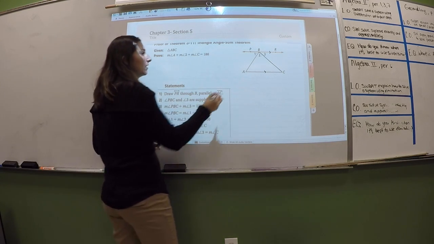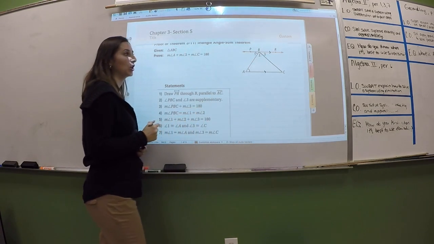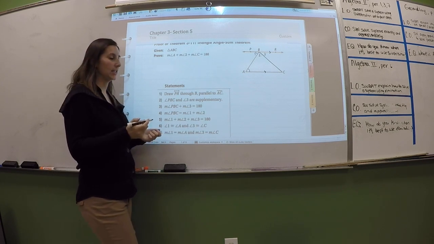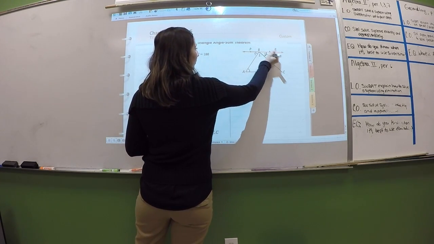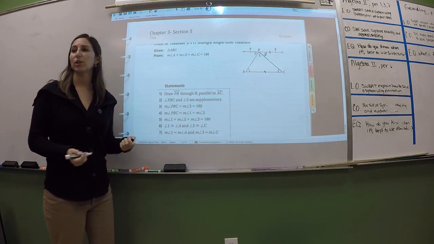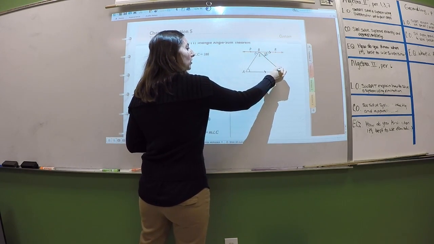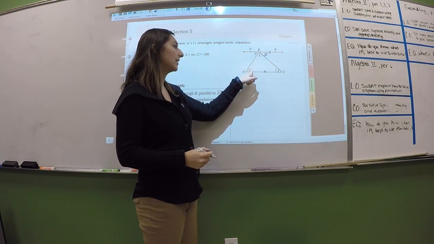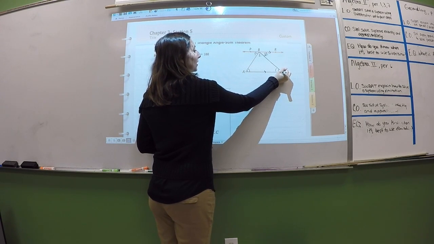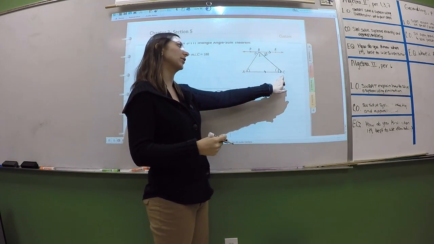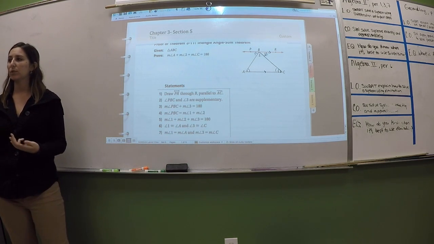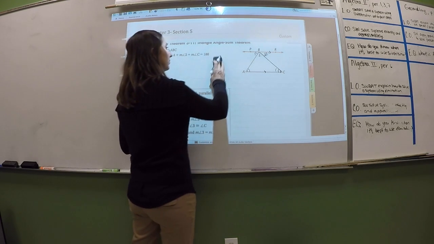We know that 1 and A are congruent. Do we know why? Yes, because of alternate interior angles, exactly. Same thing, we know 3 and C are congruent for the same reason. So if 1 plus 2 plus 3 is 180, and this is the same as 1, this is the same as 3, and that's 2, then when you add them all up, they're going to be 180 as well. So there you go, that's your triangle angle sum theorem.